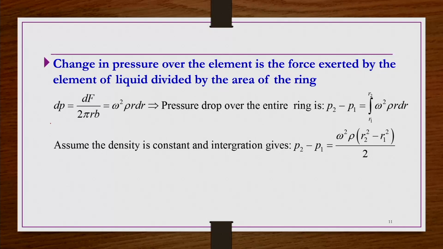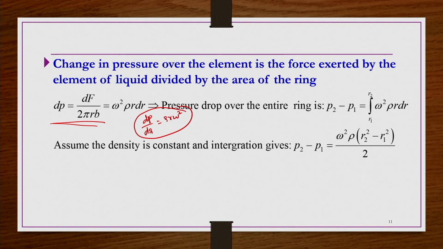So, dP is equal to dF divided by the area of the ring. Area of the ring is what? 2 pi r b. So, that is nothing but, now dF we already got. If you divide that dF by 2 pi r b, then you will get dP equals omega square rho r dr. Or from here we can write dP by dr is equal to rho r omega square, right.